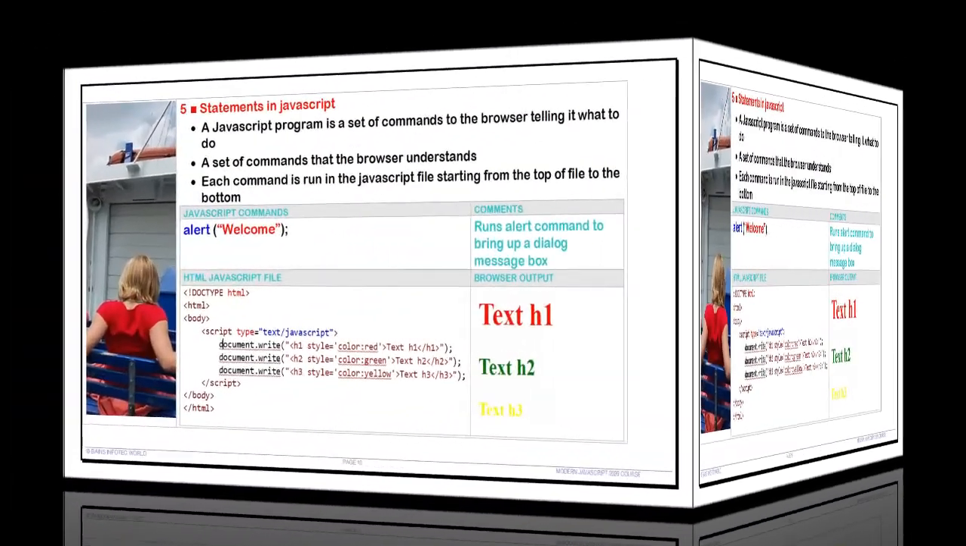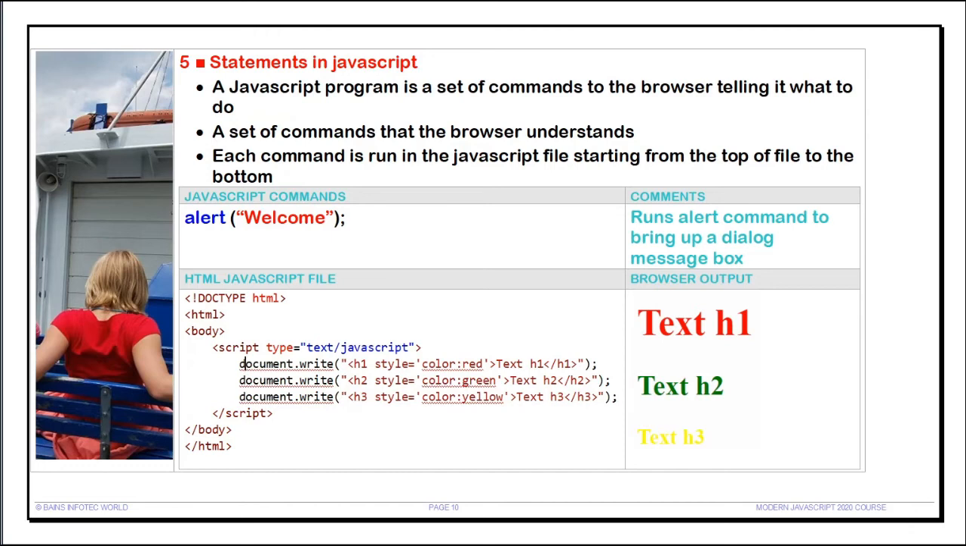Moving on to the next item, number 5, statements in JavaScript. A JavaScript program is basically a set of commands to the browser telling it what to do, commands that the browser understands because the JavaScript engine is built into the browser. Each command is run in the JavaScript file, starting from the top of the file to the bottom. So remember, when you're running a command, make sure whatever it's referring to has been loaded already. If that item is loaded later on, it's not going to work because it doesn't exist at that point. Simple JavaScript commands are statements like alert welcome with a semicolon.